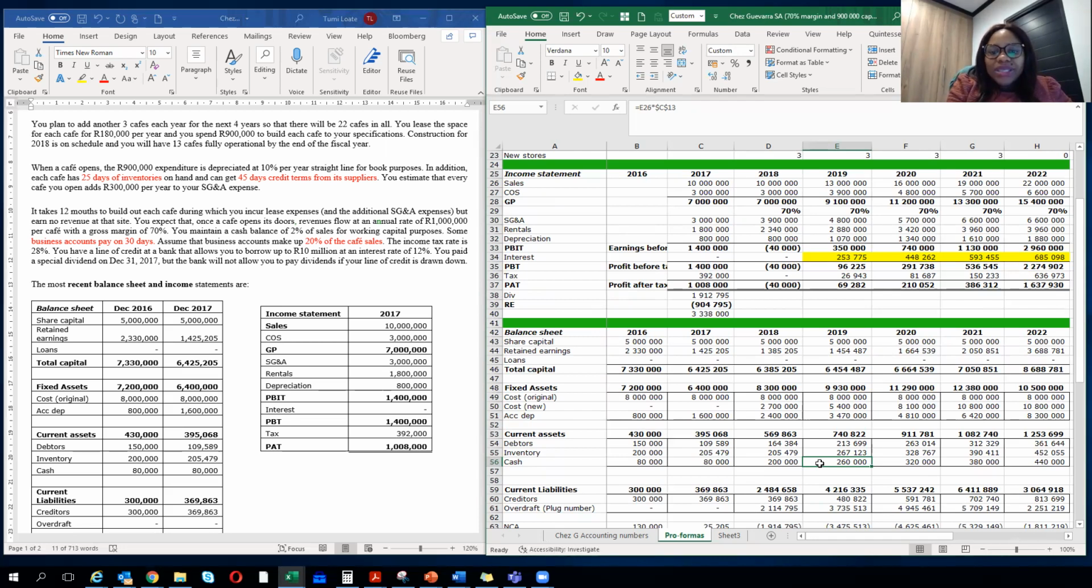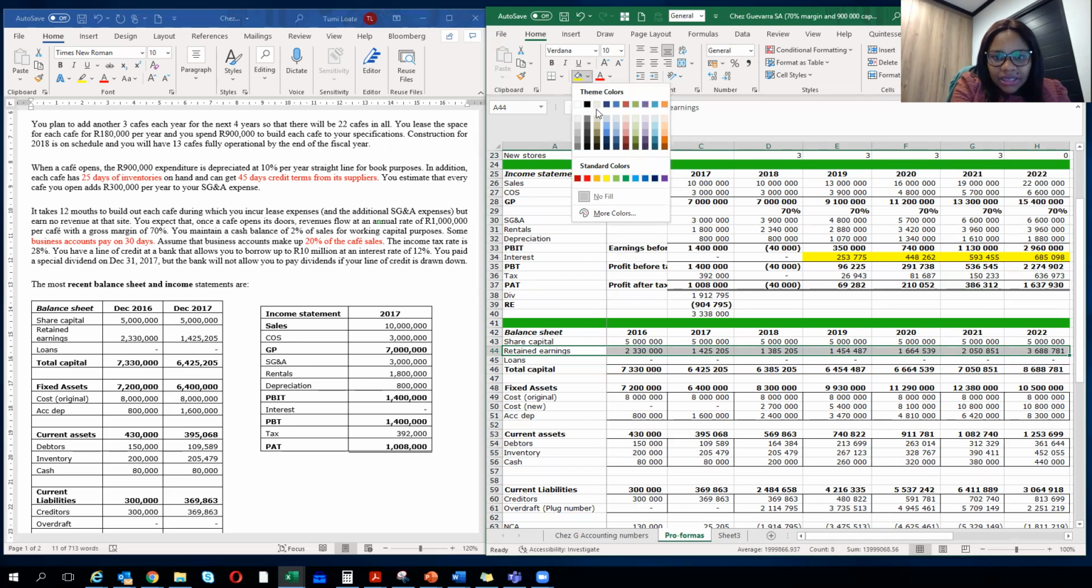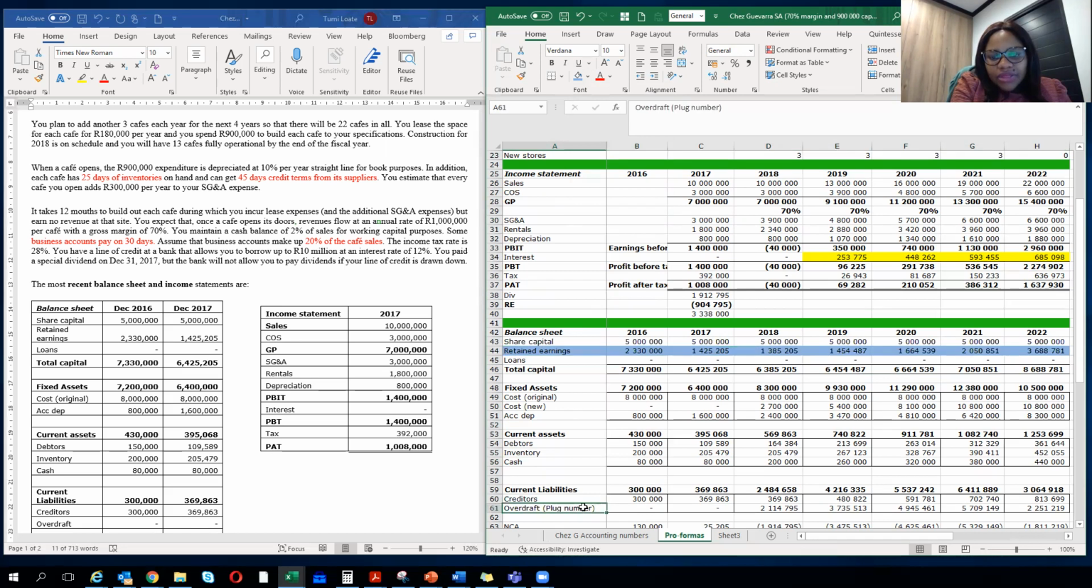But now we still haven't calculated two accounts. I haven't shown you how to calculate your retained earnings, which I'm going to highlight here in blue. And then I haven't shown you how to calculate this overdraft. Your overdraft will just be the balancing figure. Let's see how we calculate these last two that are required to finalize this balance sheet. And also now that I've got the overdraft, I can then also work back what the interest calculation is.